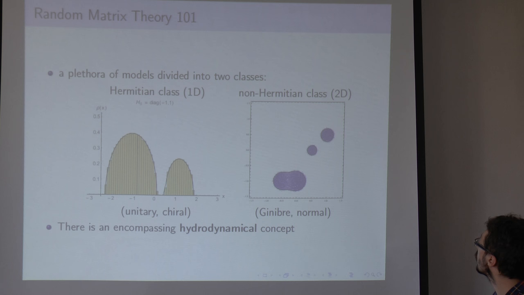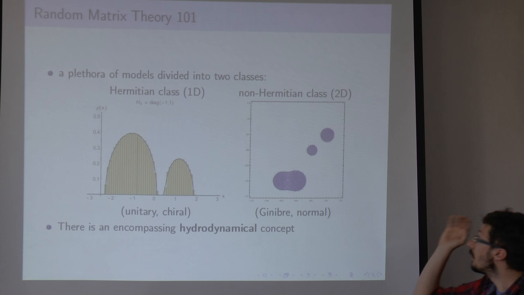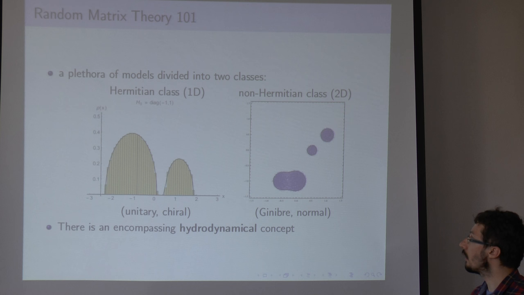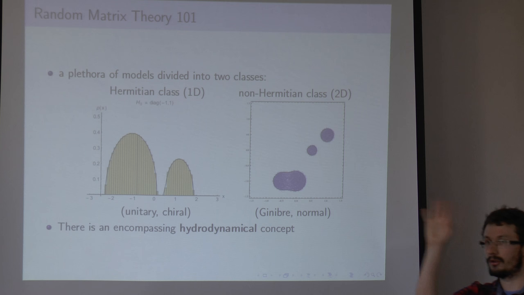Yes, you can. That's why I'm saying that this is a Hermitian class, because it means that you can have either Hermitian or unitary or symmetric, or what I have here, the name chiral, which is a special matrix considered in QCD, and so on and so forth. But the common factor is that the eigenvalues live on some one-dimensional domain, and in the non-Hermitian class this is not the case, and the eigenvalues are spread over the plane.